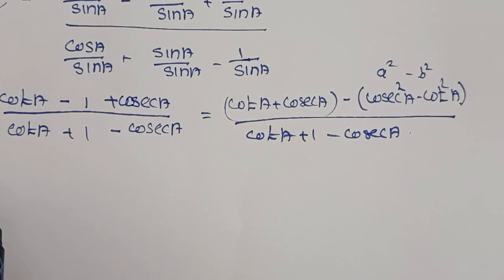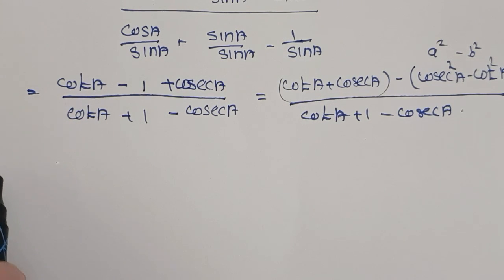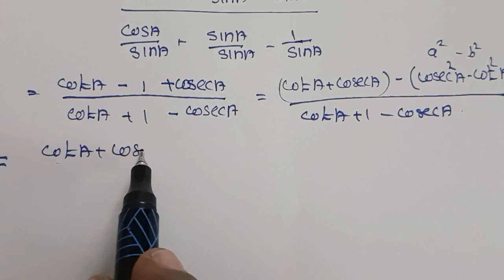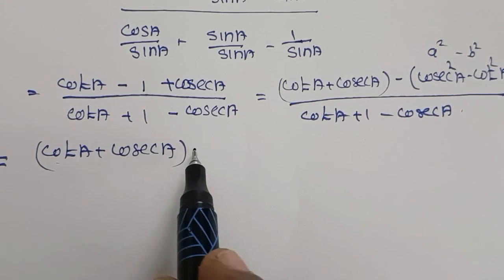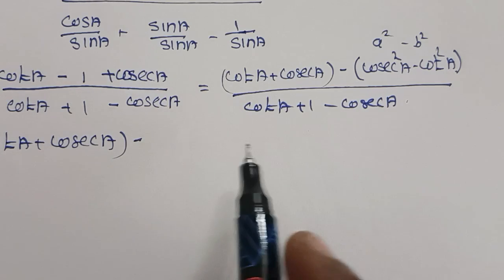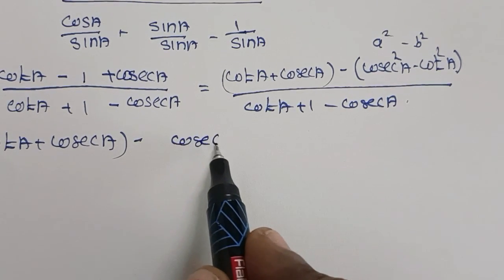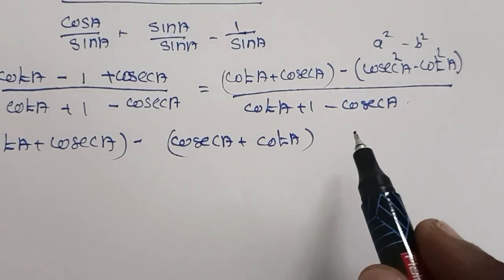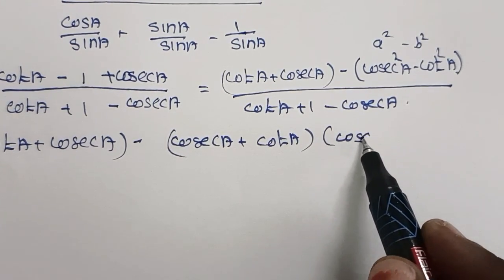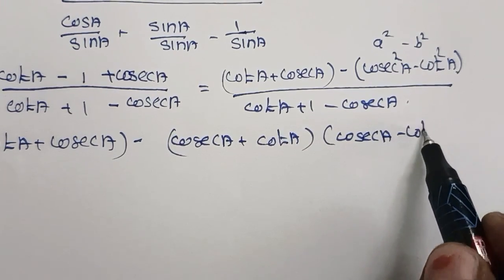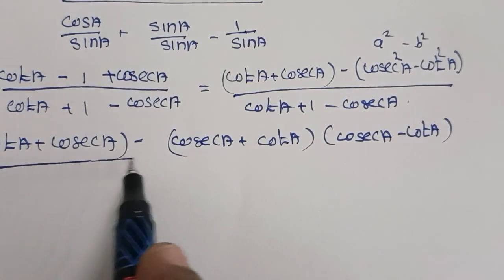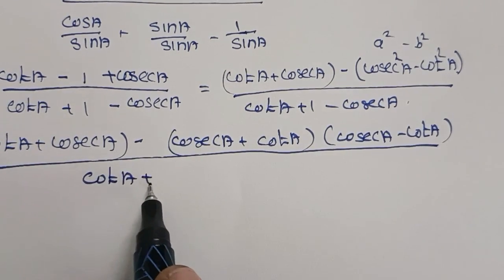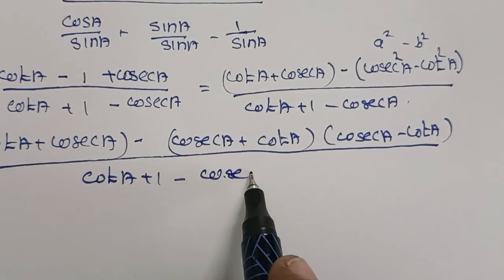That is, this is equal to cot A plus cosec A within bracket, there is no change, minus the second one, we can factorize it into cosec A plus cot A into cosec A minus cot A, whole divided by the same denominator, that is cot A plus 1 minus cosec A.